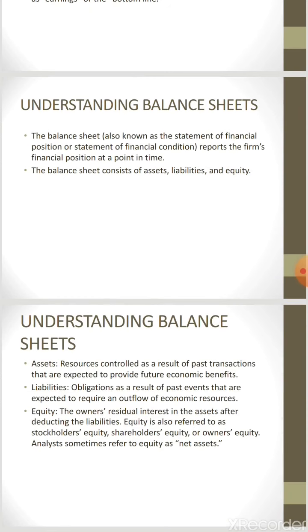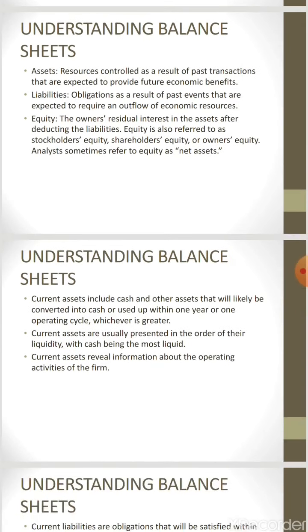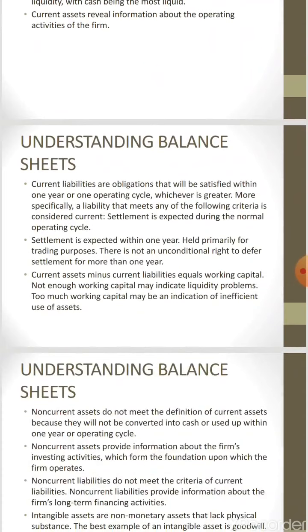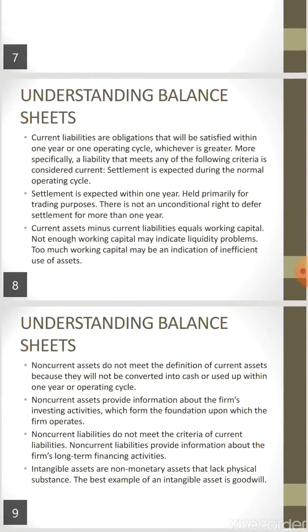So assets are divided into two. We have non-current assets, and we also have current assets. The non-current assets are the assets which cannot be converted into cash or used up in one year or one operating cycle. Our main non-current assets include property, plant, and equipment. And we also have intangible assets, which are non-current assets. One good example of intangible assets is goodwill. Intangible assets are those assets that lack physical substance.